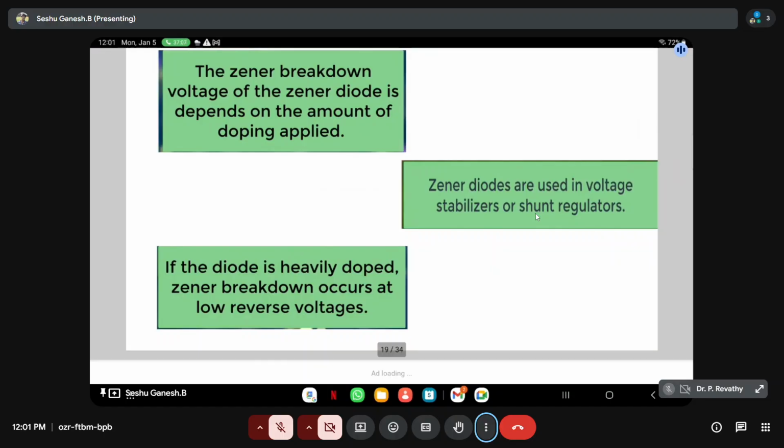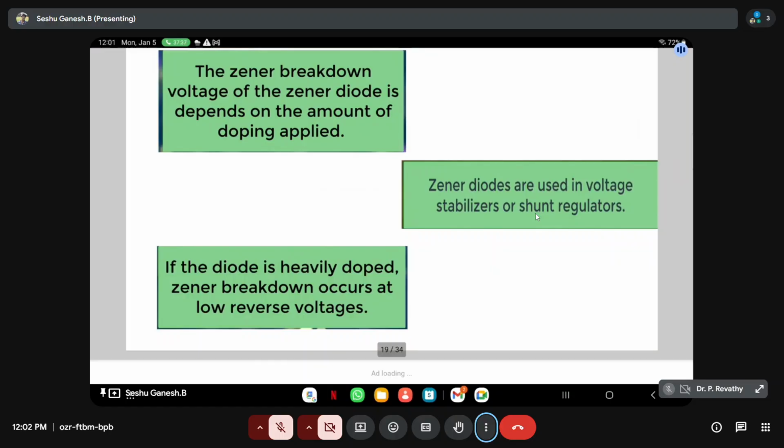Low reverse voltage. When we start increasing the reverse voltage at an earlier stage itself, if the doping is very high, then the Zener breakdown will happen. Suppose the doping is light, we have applied only a little doping, then we have to increase the reverse voltage a little bit, then only the Zener breakdown will happen. So one point you can keep in mind is that if the diode is heavily doped, then there will be Zener breakdown occurring at low reverse voltages.